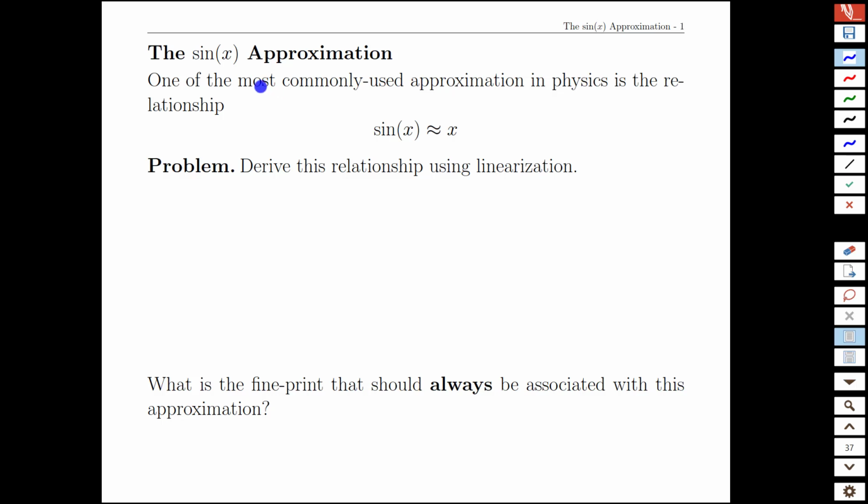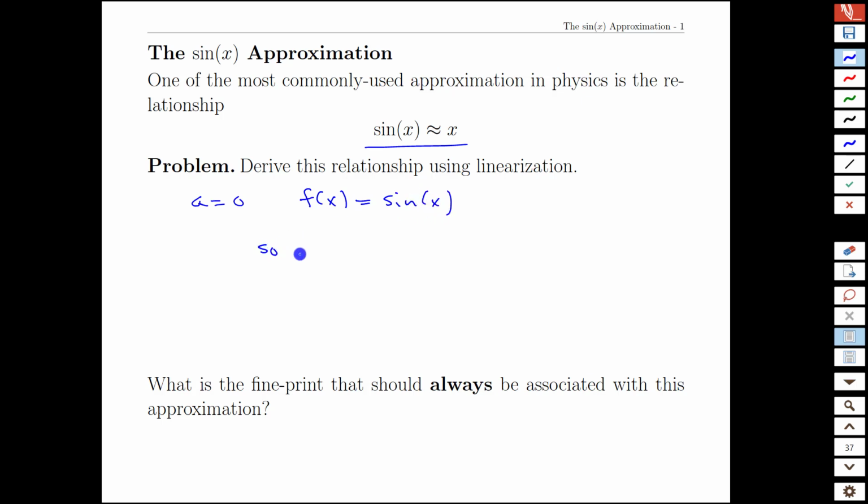When we consider approximations using linearization or tangent line approximations, one of the single most famous uses of that approach in science and technology is the approximation that sine x is approximately equal to x. Now, how does that work? Well, we pick a point. We're going to pick the point a equals 0 here. And when we do that, we consider our function to be the sine function.